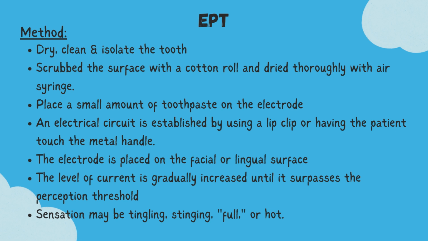First, isolate the tooth. Scrub the surface with a cotton roll and dry thoroughly with an air syringe. Then place a small amount of toothpaste on the electrode of the pulp tester. An electrical circuit is established by using a lip clip or having the patient touch the metal handle. The electrode is placed on the facial or lingual surface of the tooth. The level of current is gradually increased until it surpasses the perception threshold. Sensation may be tingling, stinging, full, or hot.